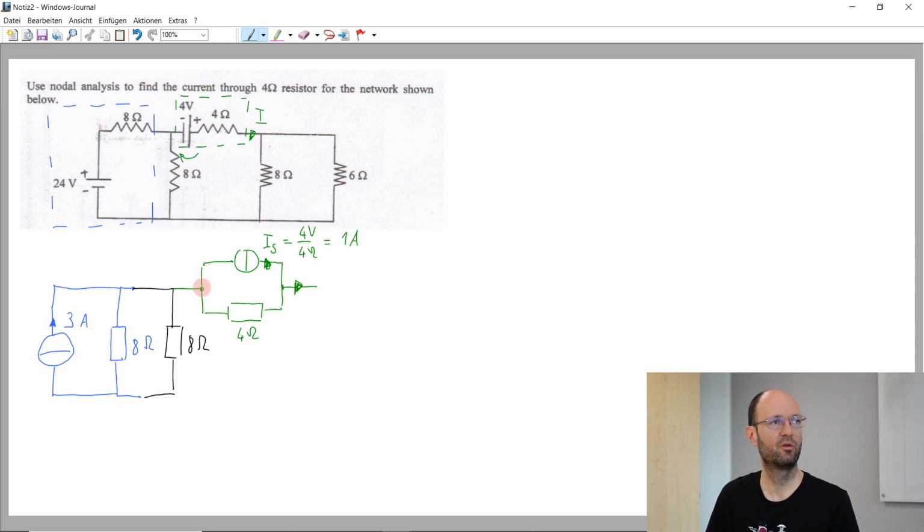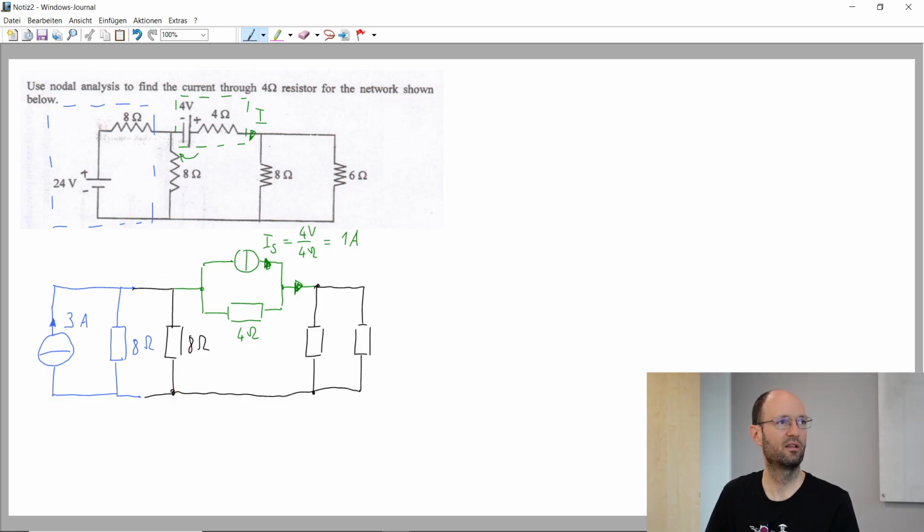And as we can see, it's the sum of the current through this resistor plus the source, not just the current through the resistor. And then we have the remaining part of the circuit, which is an 8 ohm resistor and a 6 ohm resistor. So this completes the circuit. Some soldering dots each and everywhere.